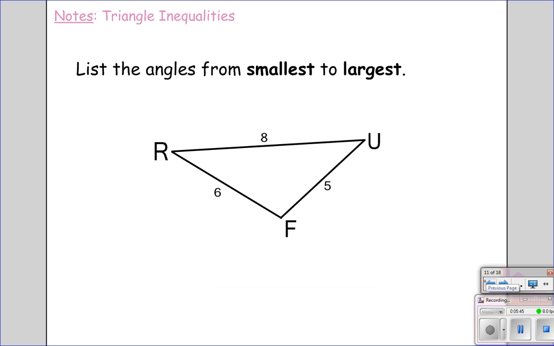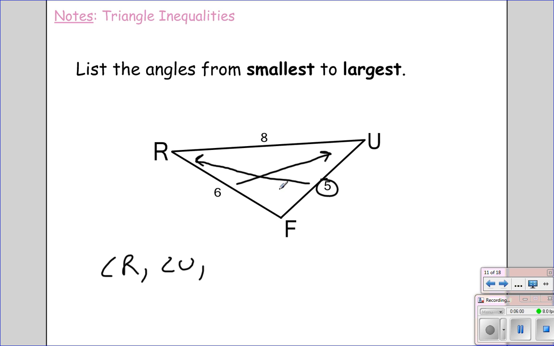List the angles from smallest to largest. So on all of these, I'm going to go through them kind of quickly. Pause the video if you need to and try them out. Your smallest angle will be across from the smallest side, which is 5. So that's angle R, followed by angle U, and finally followed by angle F.